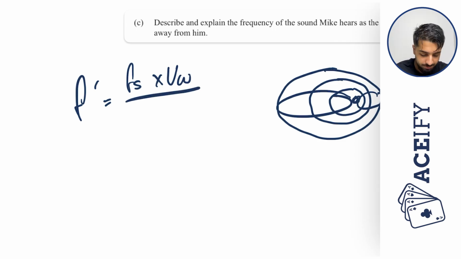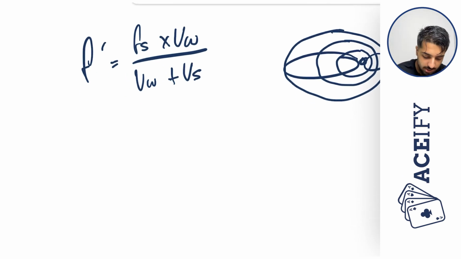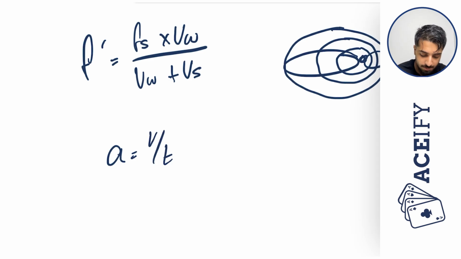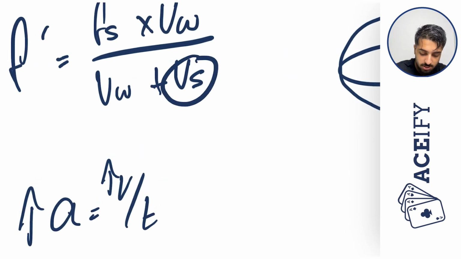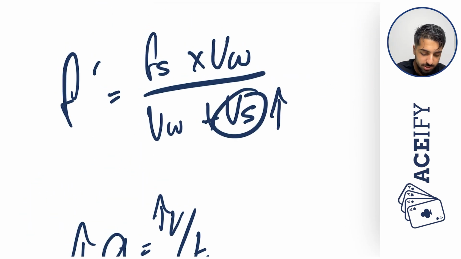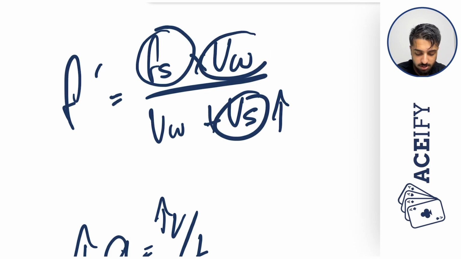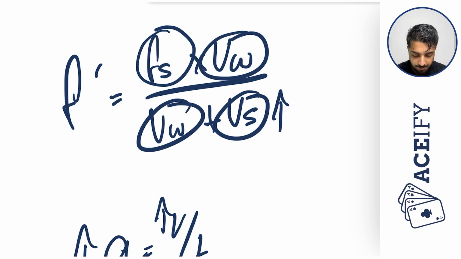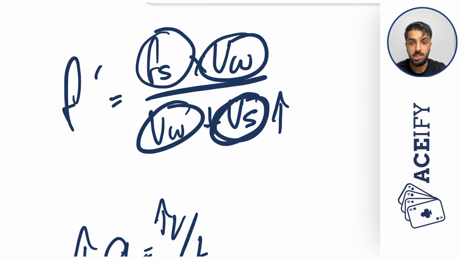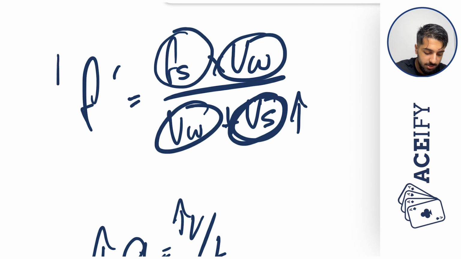Wave velocity? Yeah. And then VW minus, and then VW plus VS, right? Because we're going away, so we use plus. We know that acceleration is equal to velocity over time, and so if our acceleration is increasing, our velocity is going to increase, obviously, and therefore our source velocity will always increase. And because our source frequency is constant and our velocity of our wave is constant, if the velocity of our source continues to increase, then our perceived frequency will continue to decrease.